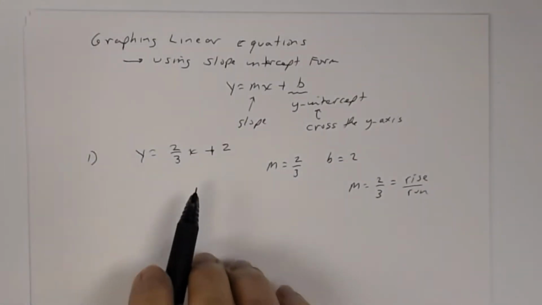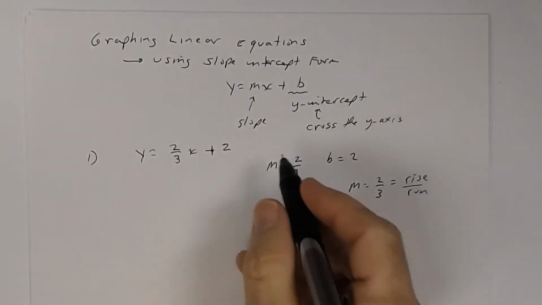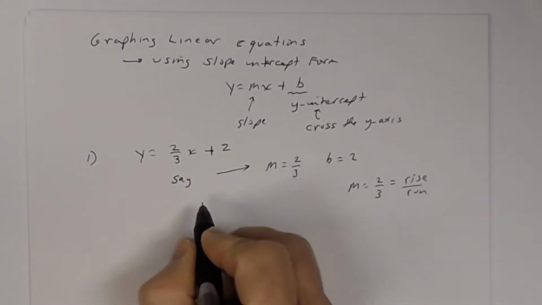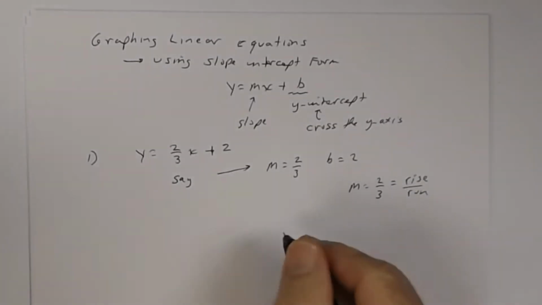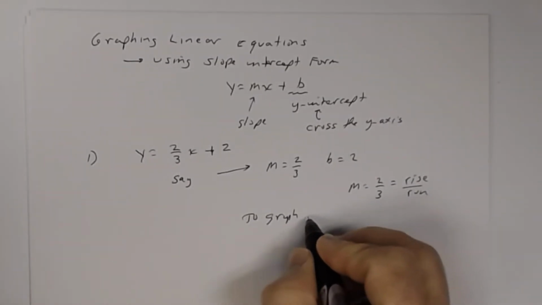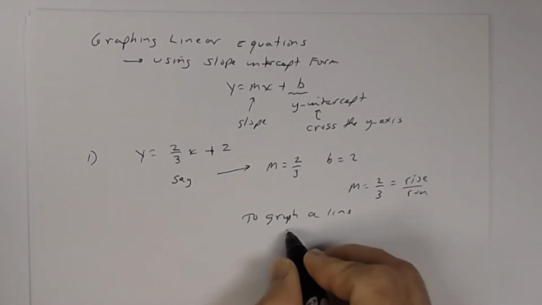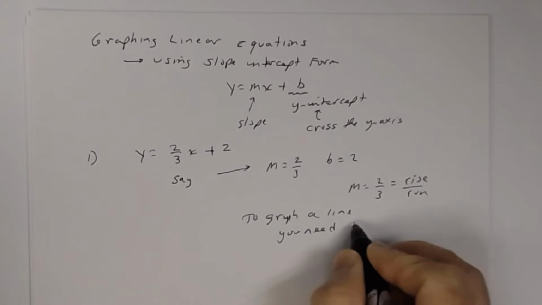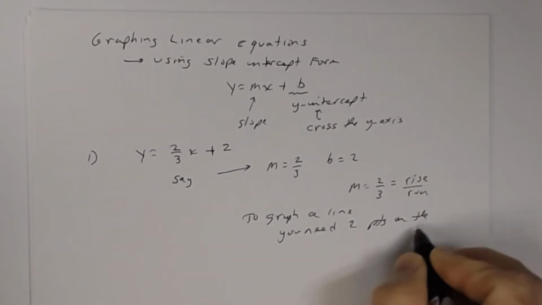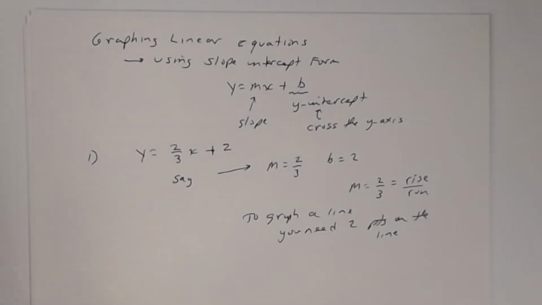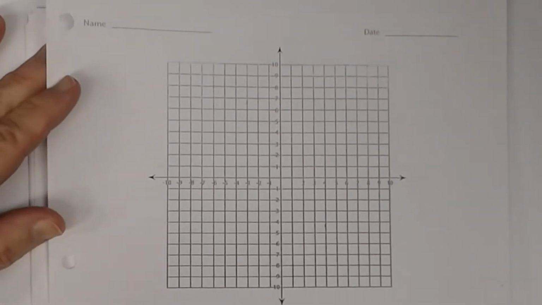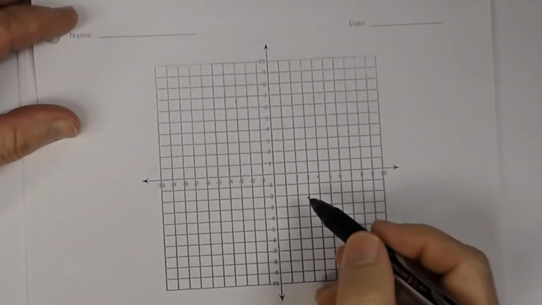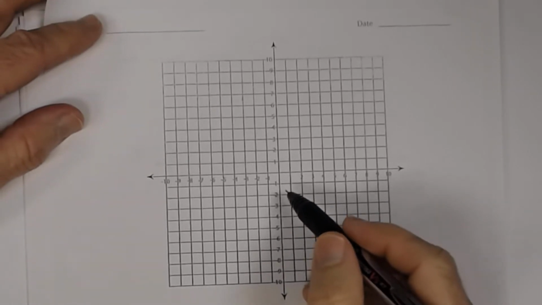What I want you to notice here, it's important to remember: the slope is 2/3 and b is 2, that's your y-intercept. To graph a line, you need 2 points on the line. Your y-intercept is a point on the line. So the first thing you're going to do is graph the y-intercept. The graph crosses the y-axis at +2.